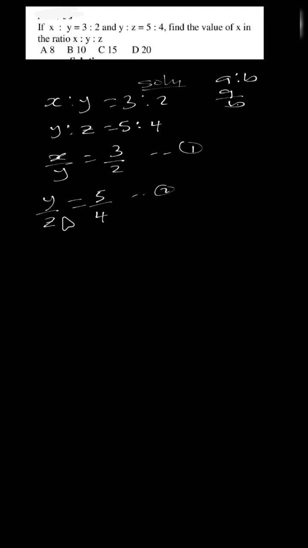Now if you look at this, we have y in both equation 1 and equation 2, so y is common. The next step is that y is common to both. You can make y the subject of formula for equation 1 and make y the subject of formula for equation 2 to make it easy. Then you can substitute.